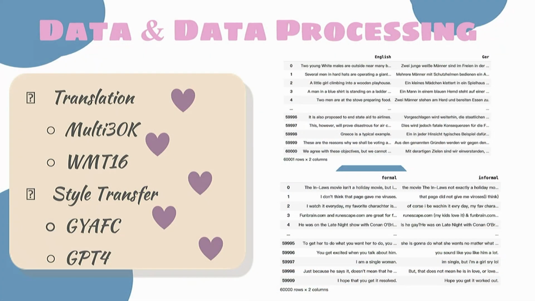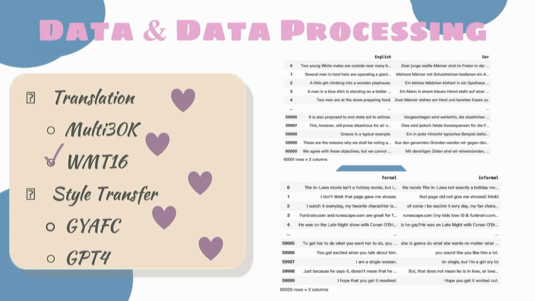For the data, we used Multi30K for the translation model and GYAFC for the style transfer model at first, but the performance was bad. To improve, we combined WMT16 with Multi30K as the whole dataset. We dropped the duplications and cleaned the data, and finally we got the data in the picture at the top right corner. And for the style transfer model, we combined the dataset generated from GPT-4 with GYAFC to improve, and finally got the dataset at the bottom right corner.